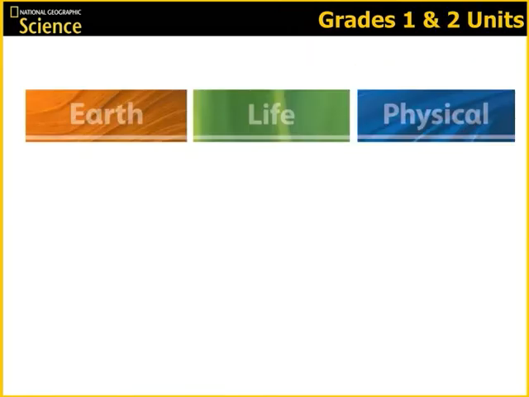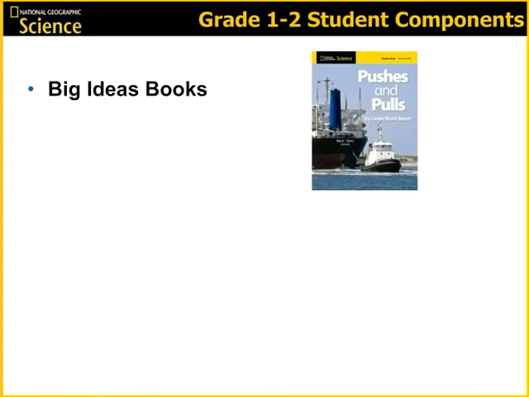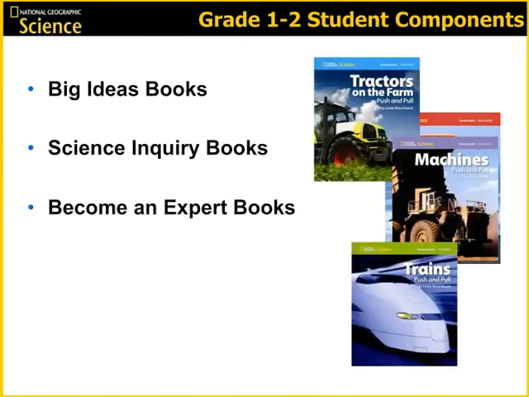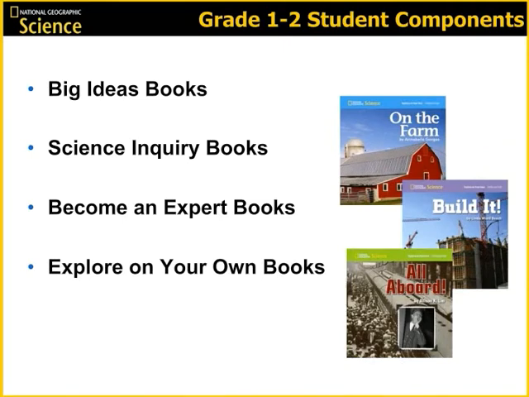There are 12 units available for first and second grade, 4 units for each of the areas of science: earth, life, and physical. For each unit, students will be working with a Big Ideas book and a science inquiry book. They will also have access to 3 Become an Expert books per unit and 3 Explore on Your Own books per unit.